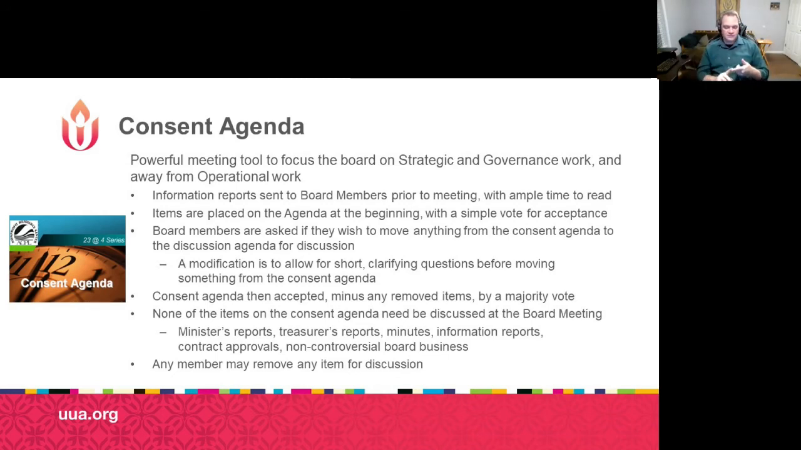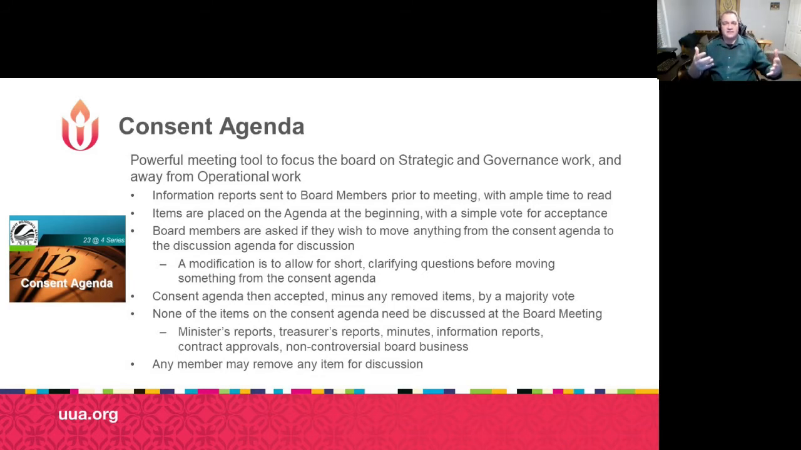They can read and peruse the financial reports. They can read and peruse the treasurer's interpretation of the financial reports, the minister's report on what's happening in the congregation, the report from different committees. They can engage them beforehand, and if they have any questions, they can bring those questions to the board meeting. Early in the board meeting, usually after the approval of the minutes, the consent agenda comes up for approval.